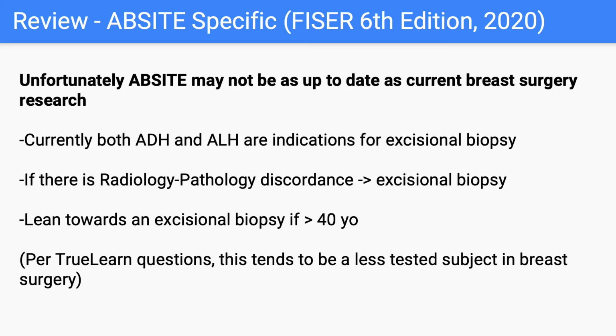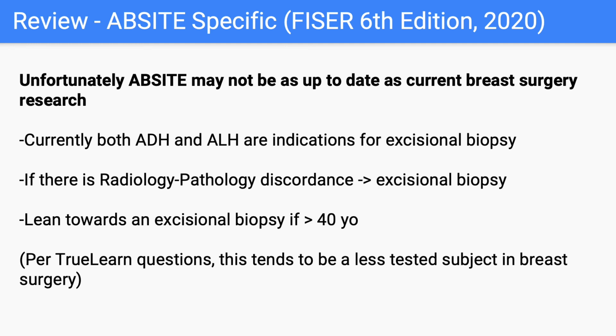Now, let's discuss how this pertains to the ABSITE. So unfortunately, ABSITE may not be as up to date as current breast surgery research. I have heard from senior residents that the boards can be up to 5 years behind in research, and the ABSITE can be up to 7 to 10 years behind. As breast surgery is a rapidly progressing field, this can prove to create some challenges.